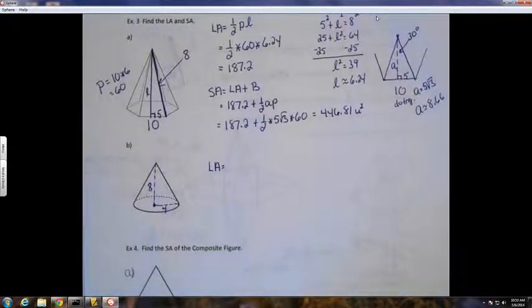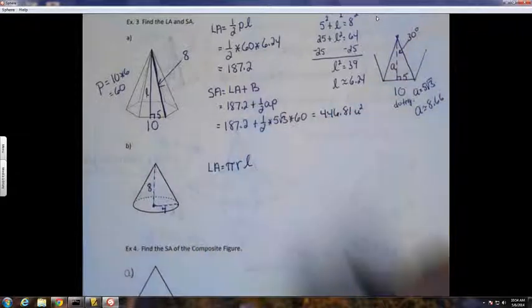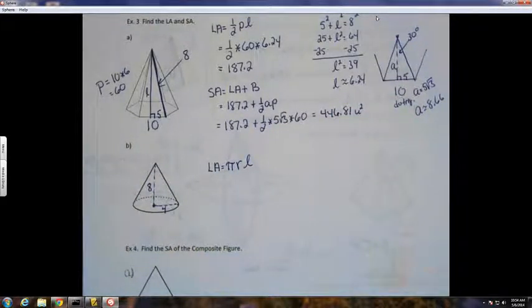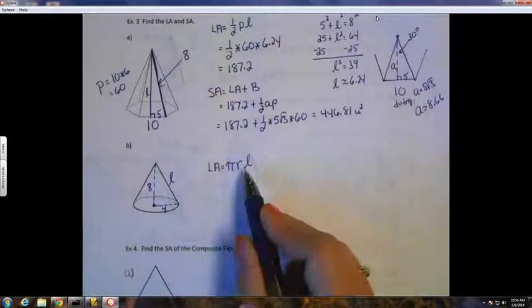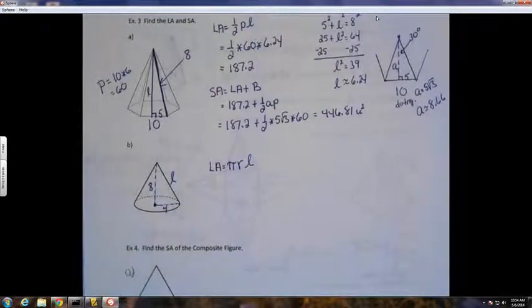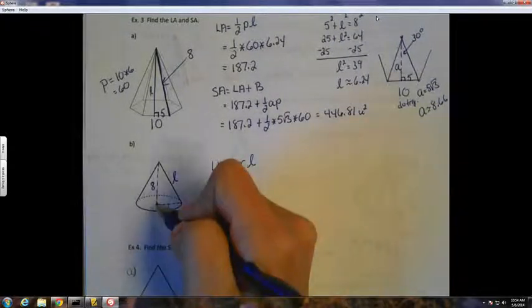On a cone, lateral area says pi RL. Do I know the R? Yes. Do I know the L? That's that slant height, the angle up the side. Here's the L. If there's a part missing like this, Pythagorean theorem is your ticket out. So can you set up Pythagorean theorem? First of all, do you see the right triangle?